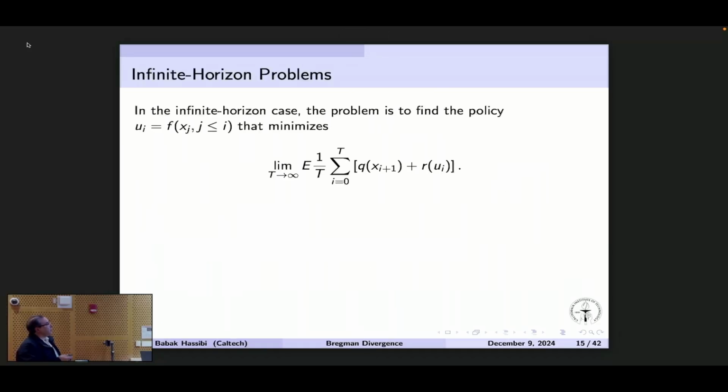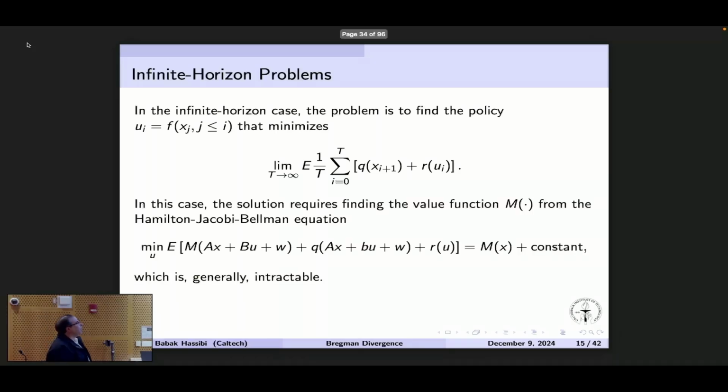And before I go into how to do that, I will just make one comment that I'm going to focus on infinite horizon problems. So in the infinite horizon case, it's the same control policy, full information, causal, except that the cost will be the following. I will look at a finite horizon cost, divide by 1 over T, take the expected cost, and let T run to infinity. This is the object I will try to minimize.